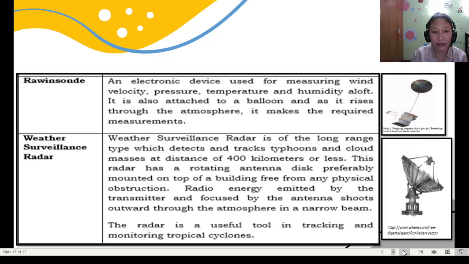Radio energy emitted by the transmitter and focused by the antenna shoots outward through the atmosphere in a narrow beam. The radar is a useful tool in tracking and monitoring cyclones. So, ito pala ay kinakabit sa matataas na lugar, no? Meron din naman kasing mga weather surveillance radar na nilalabas malapit lang sa circumference ng ating Earth atmosphere.